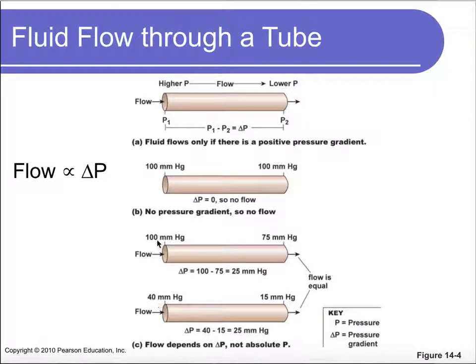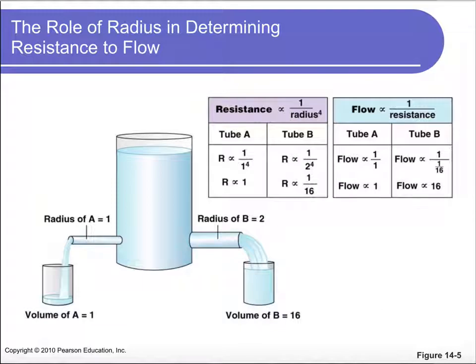In this image, we have 175 in this tube and 150 in this tube, and 40 and 15 in this tube. Now, although the absolute numbers are different, the difference between the two sides are the same. So this is a difference of 25 millimeters of mercury here as well as over here, 25 millimeters of mercury. And so even though the absolute numbers are different, because the difference in pressure is the same, you'll have equal flow between both of these tubes. So it's all about the gradient.